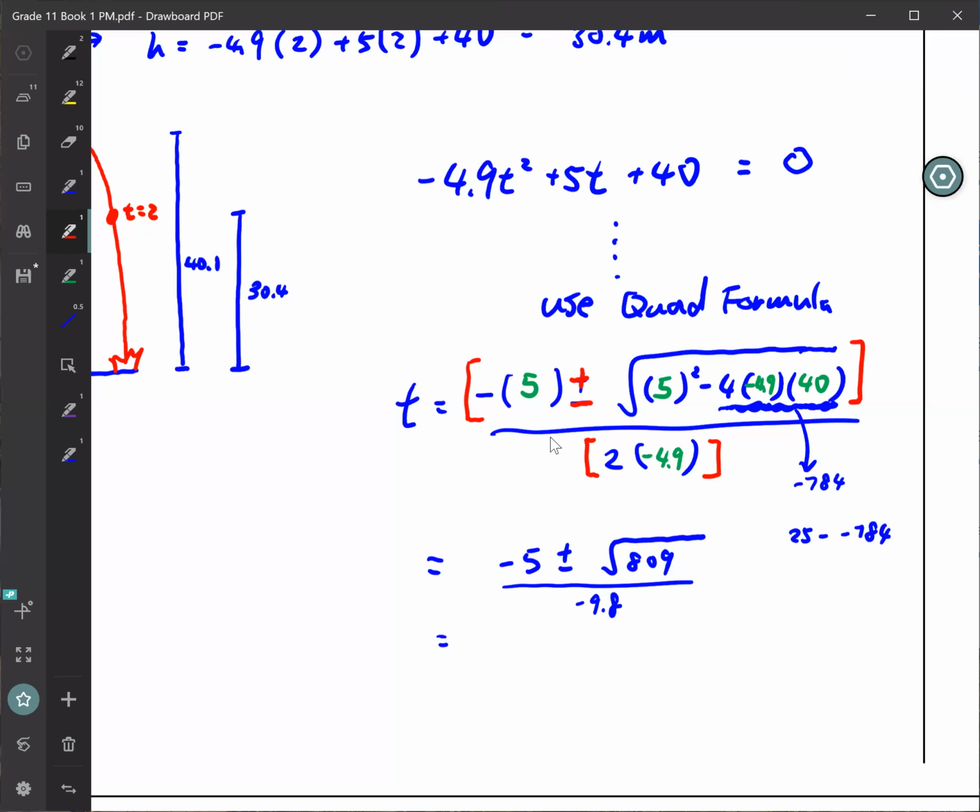Okay. You know what I mean, plus? No. This one, look at the red. You do -5 plus square root of 809. And then you hit an equal sign, what do you get? Negative. I got 23.4.